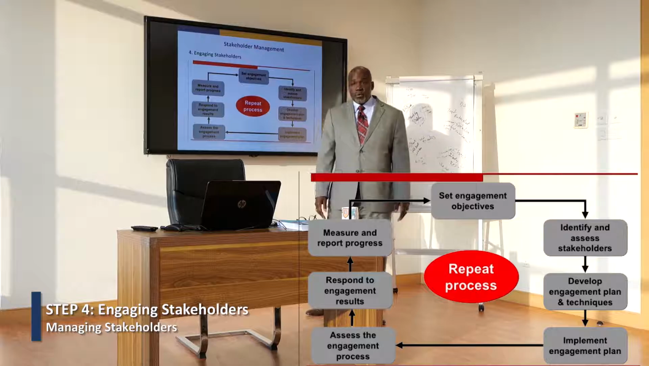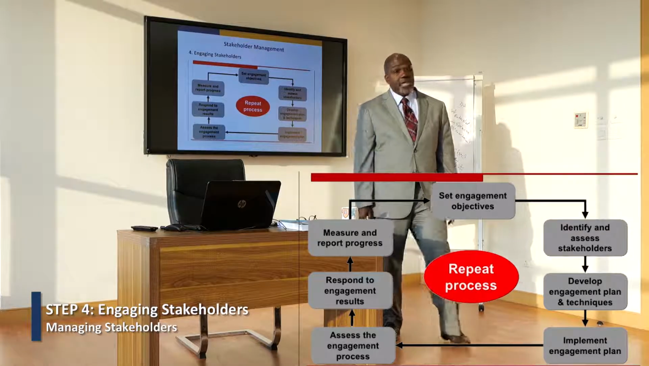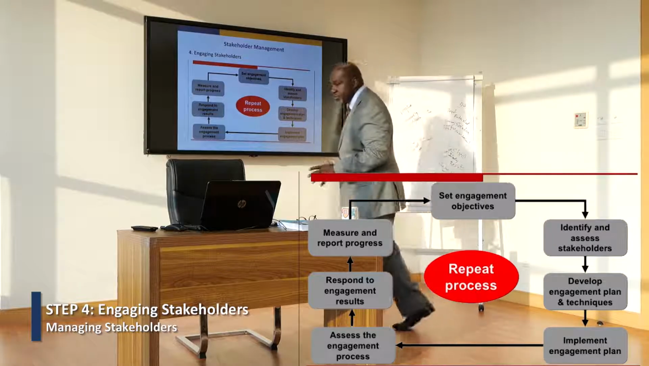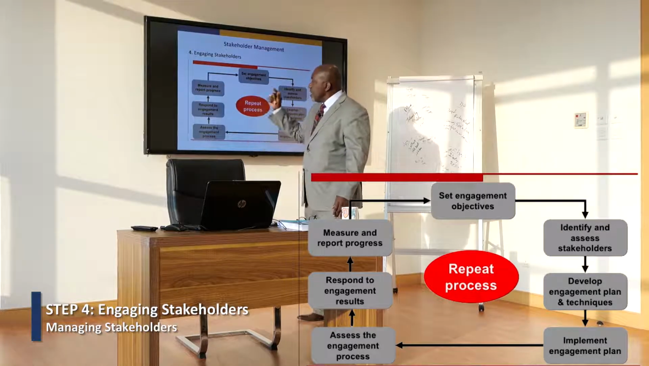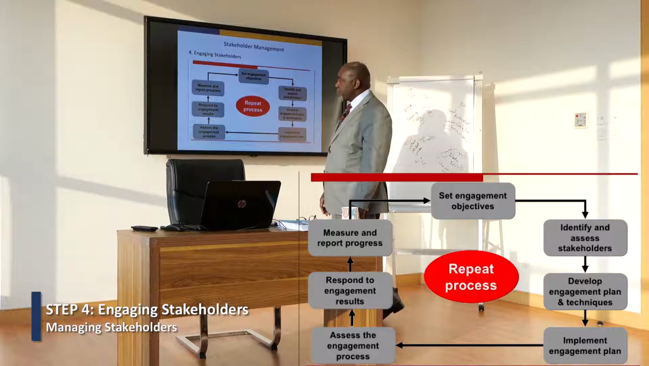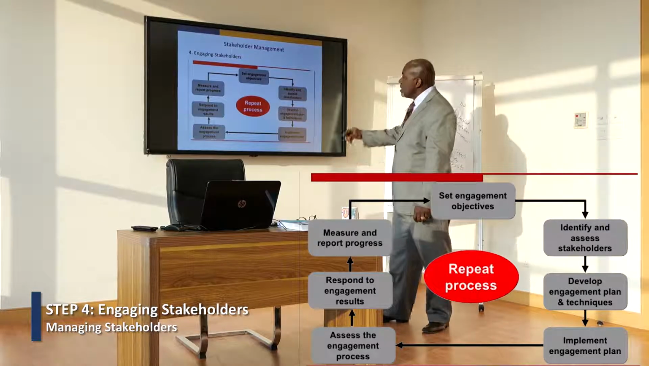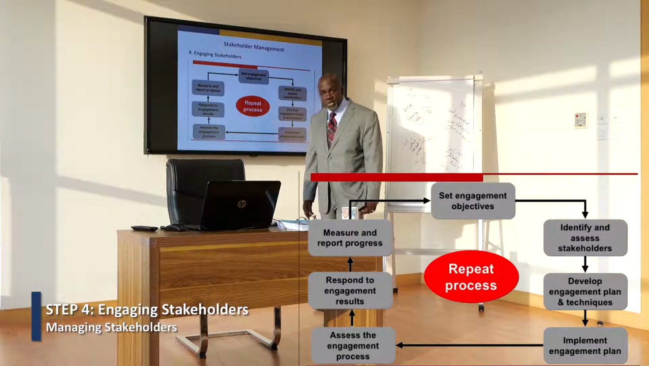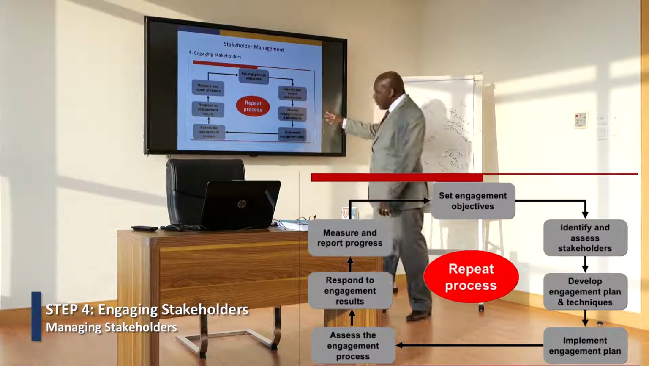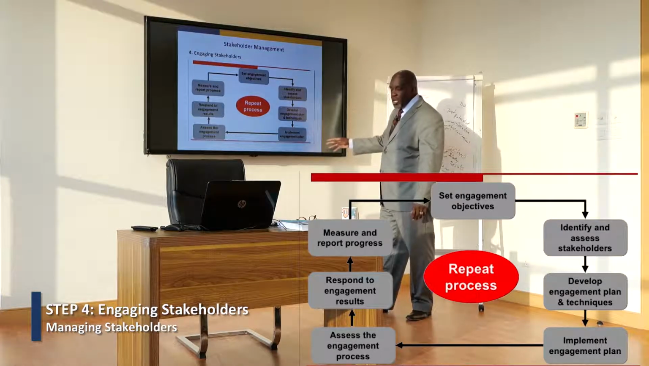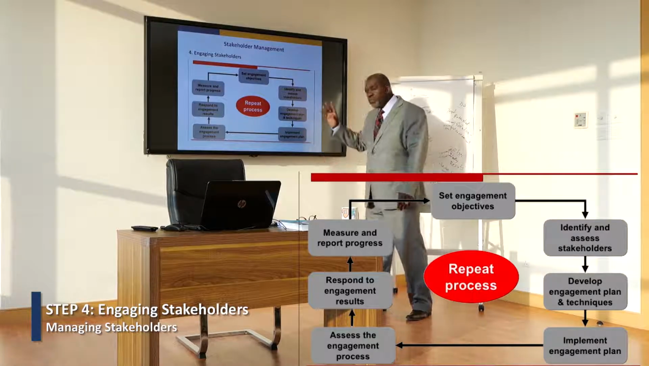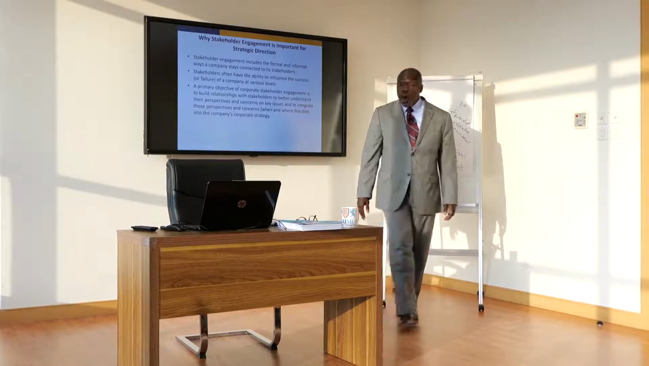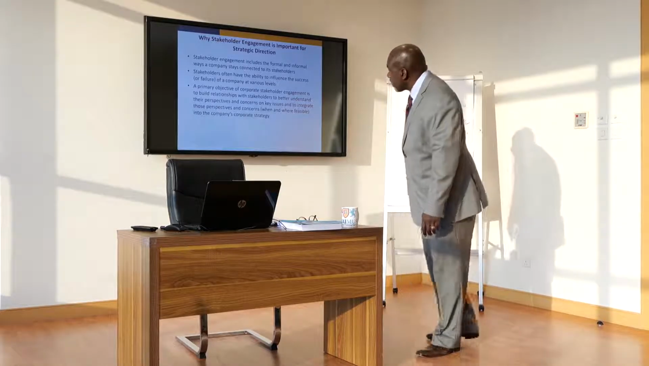Respond to the engagement results. If you have a negative impression in the community about your organization, you want to know what that is and do some mitigation to fix that. Measure and report progress once you make those changes. And then you start from the beginning. Set your engagement objectives as you go along. So you repeat the process as you go along, but this is continual. This is not a one-time event. This is something you're going to be doing, hopefully, on a regular basis.